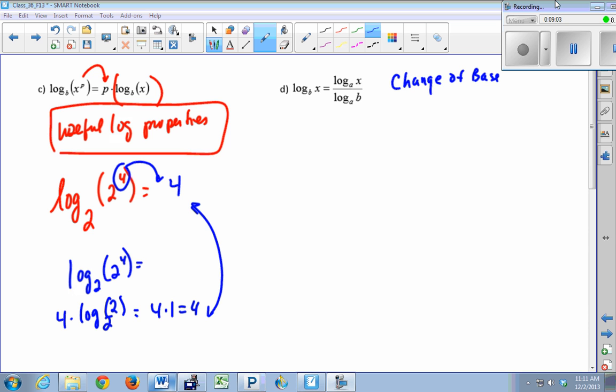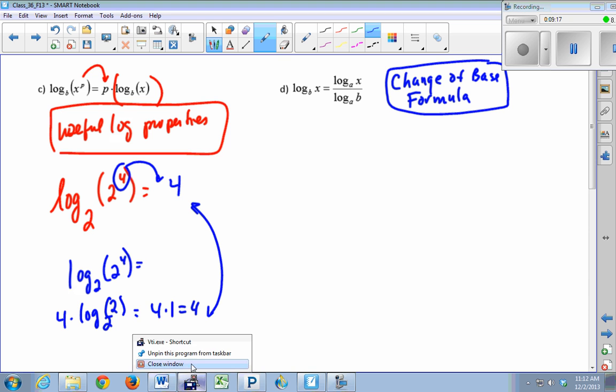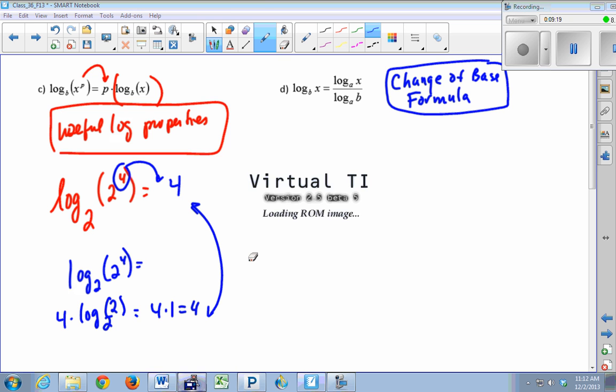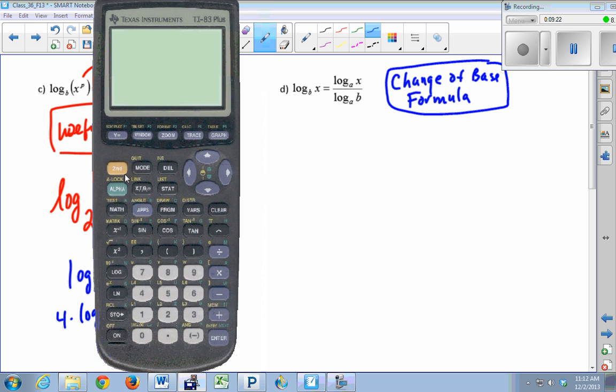And this is quite useful because, as you recall the other day, when we looked at our calculator, we only had 2 bases we could evaluate with our calculator. We had base 10, which we called the common log, and we had base e, which was the natural log. And those were the only 2 buttons on our calculator.